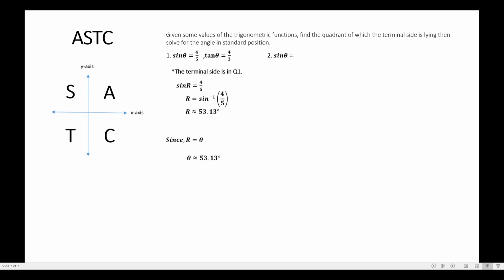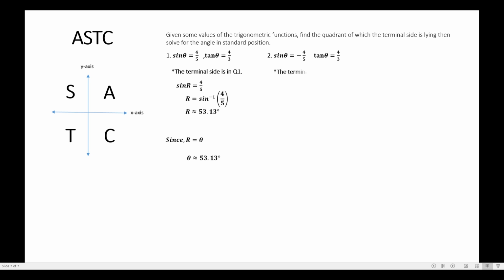Let's have another example here. Sine theta is equal to negative 4 over 5, while tangent theta is equal to 4 over 3. So one is negative and the other one is positive. Since one is negative and the other is positive, we expect that the other is negative as well, because, as I said, there's no possibility that two functions are positive while the third function is negative. So in this case, we expect that cosine is also negative. Tangent is positive here, so as I said, use the positive value.